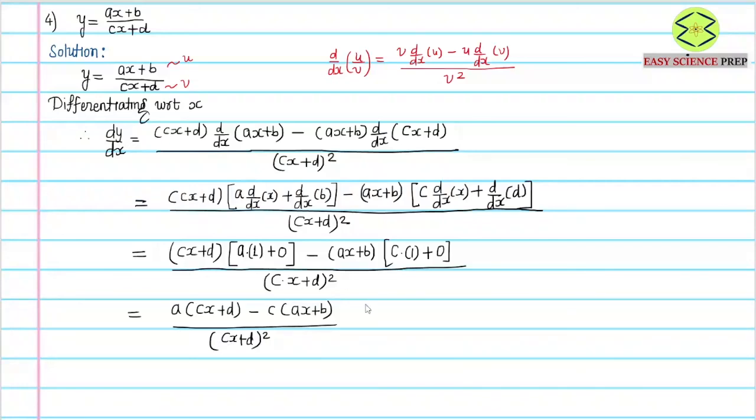You can simplify this if you want. So let me see how we can simplify. It is going to be acx plus ad, minus acx, minus cb, whole divided by cx plus d, the whole square. This is dy by dx.